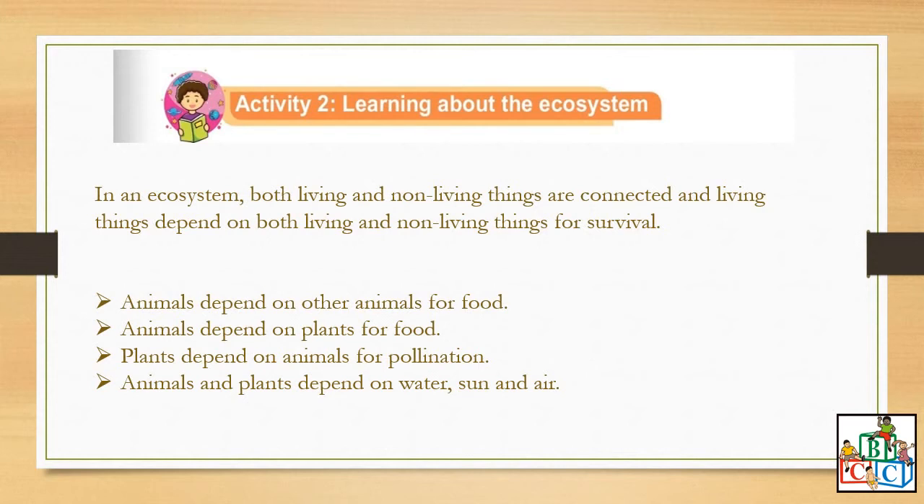Then you have animals and plants which depend on non-living things for survival, such as water, sun, and air. These are non-living things. So animals and plants depend on these non-living things. Let us see now some more examples.